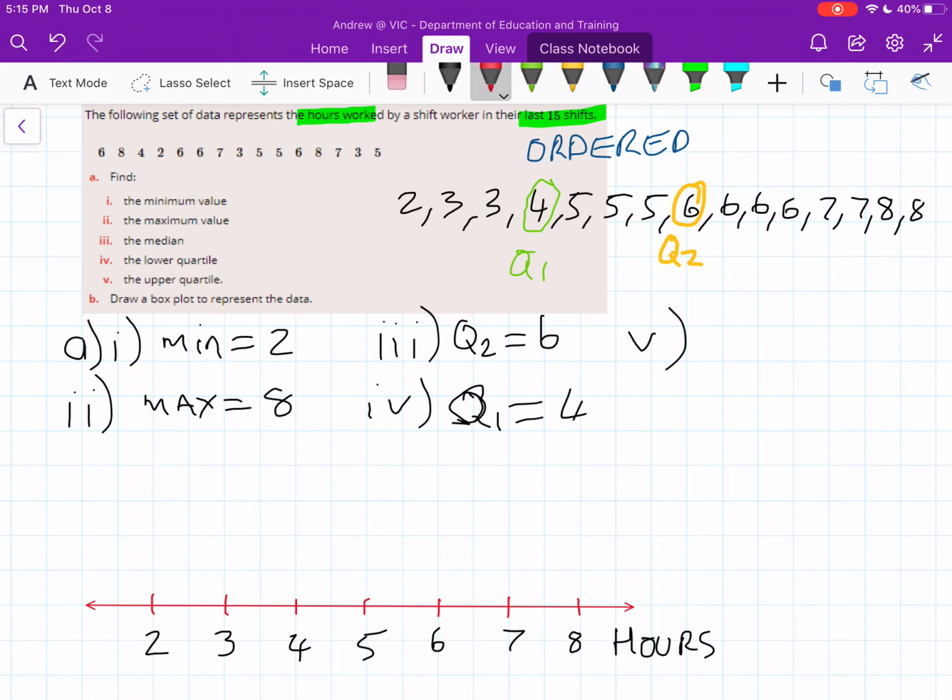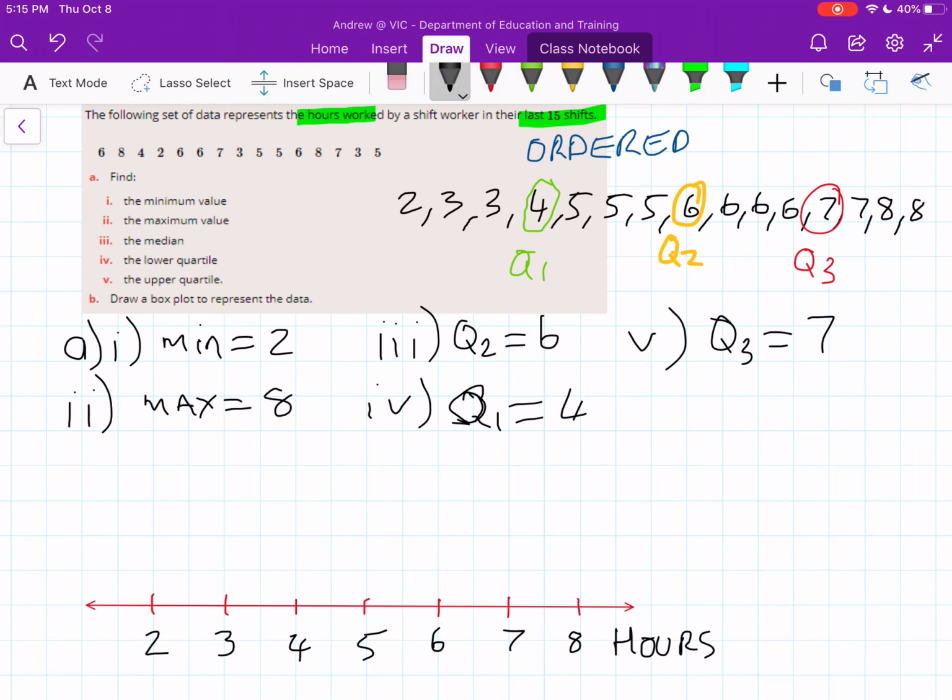And then finally, we're going to look at Q3. This will be the 4th number of the upper half, which is 7. You can check on both sides that there are 3 on both sides of that number there. So this is all the information that you need to draw a box and whisker plot. It is important to put your data in order and find your max, min, Q1, Q2, Q3. This is everything you need to draw it.